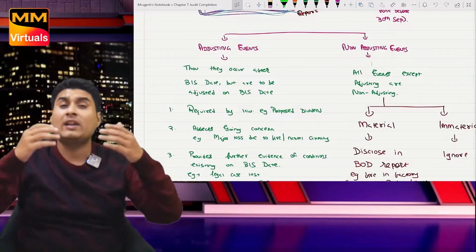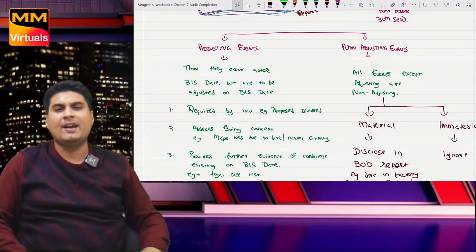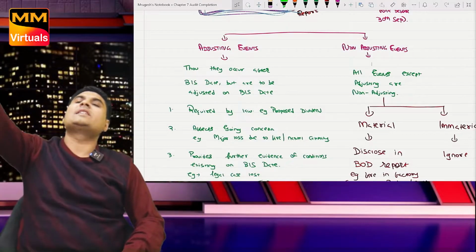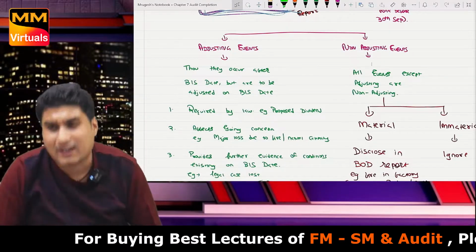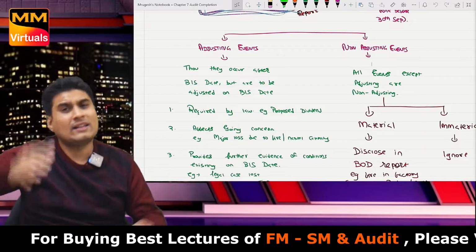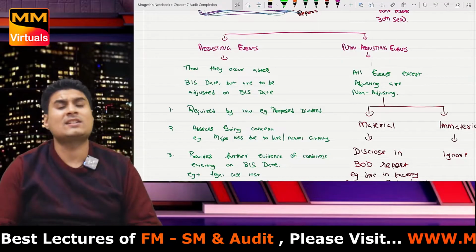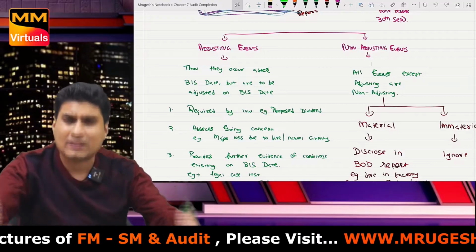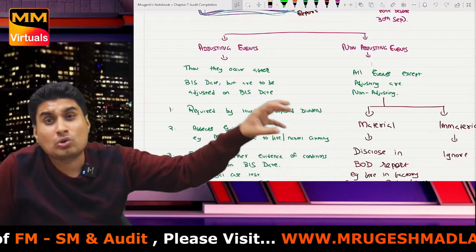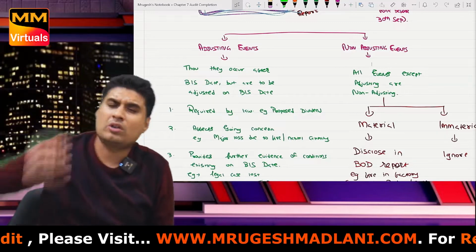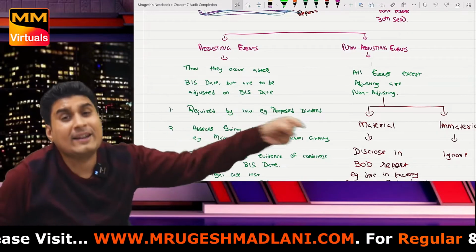Adjusting events, though they occur after the balance sheet date, are to be shown on the balance sheet date. Non-adjusting events, if they occur after, are not to be adjusted; they will be shown in next year only. One last time, what do you mean by adjusting event? Though they occur after the balance sheet date, they are to be shown on the balance sheet date. Means though they occur in 24-25, they are to be shown in 23-24.